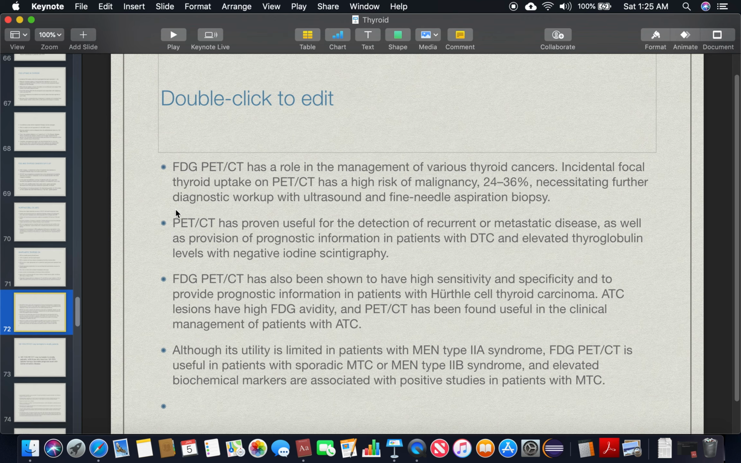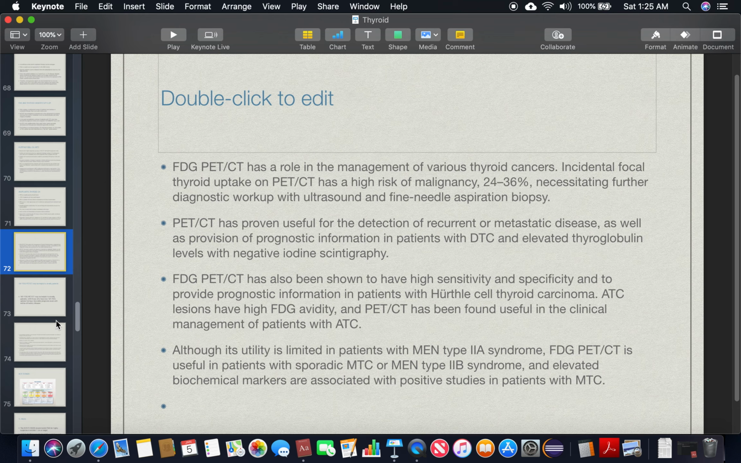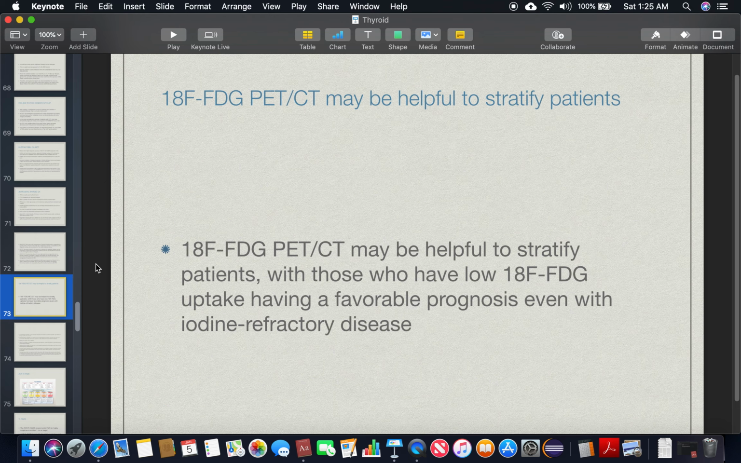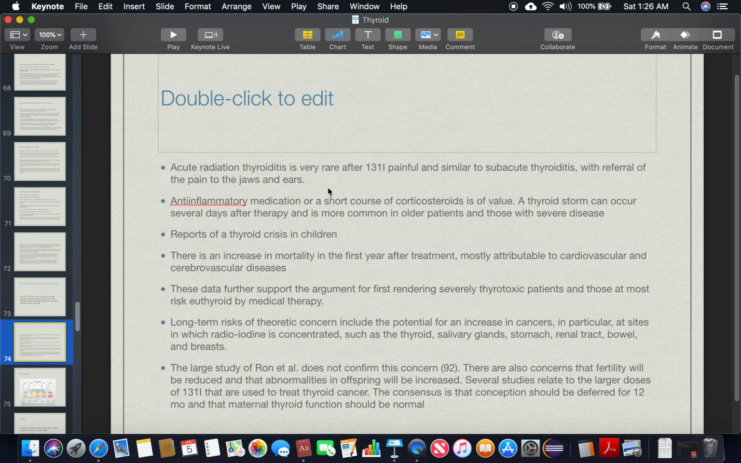So I mentioned the role of PET and what it is useful for. I'm not going to go more, but PET can also be useful in stratifying patients. So those who have low FDG uptake to start with have a favorable prognosis, even if they are iodine refractory disease. What are the side effects of iodine 131 therapy?